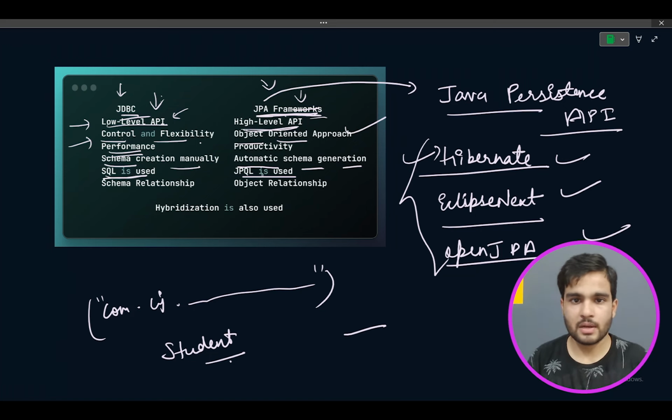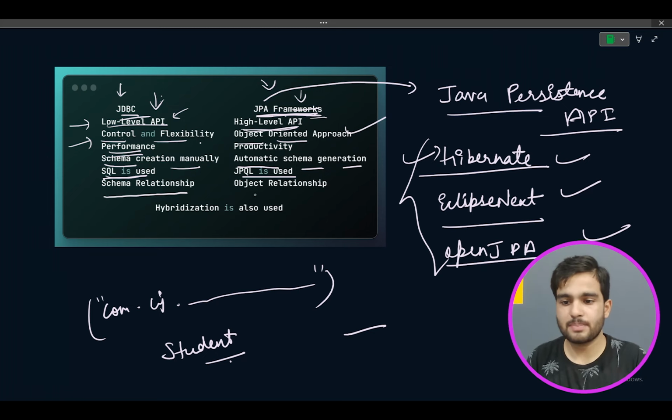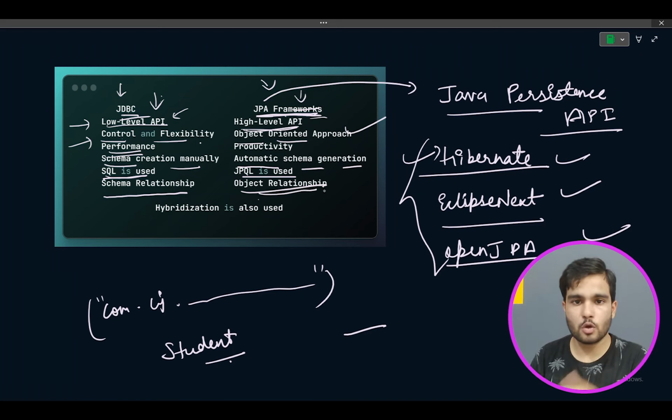And SQL is SQL. You can write SQL in MySQL or PostgreSQL or whatever. Everywhere it would be executed. And as we are using SQL in JDBC, it is generic. In case of JDBC, schema relationship happens, and in case of JPA frameworks, object relationship happens. Like we create the tables in SQL or MySQL, but in case of JPA frameworks, object relationship mapping (ORM) happens, like we do with foreign keys and primary keys.